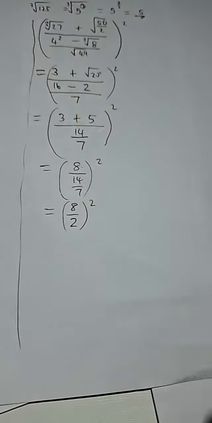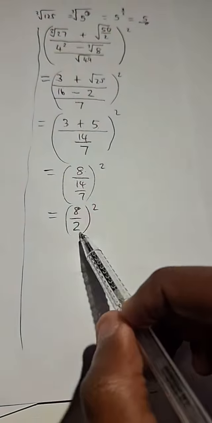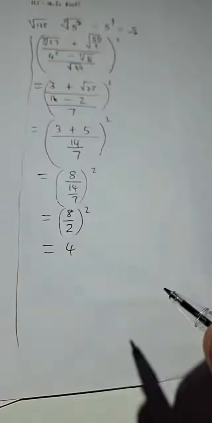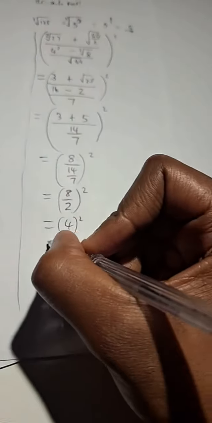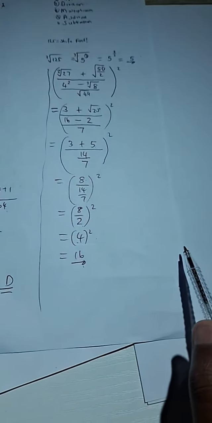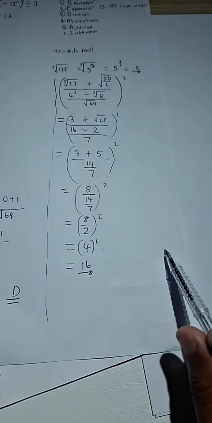The whole thing squared. What's 8 divided by 2? It is 4. The whole thing squared. What is 4 squared? It is 16. That's the answer we get, guys. Step by step, you saw what I did.